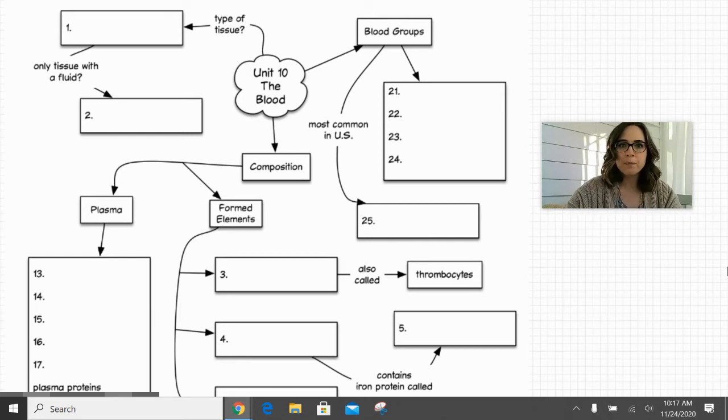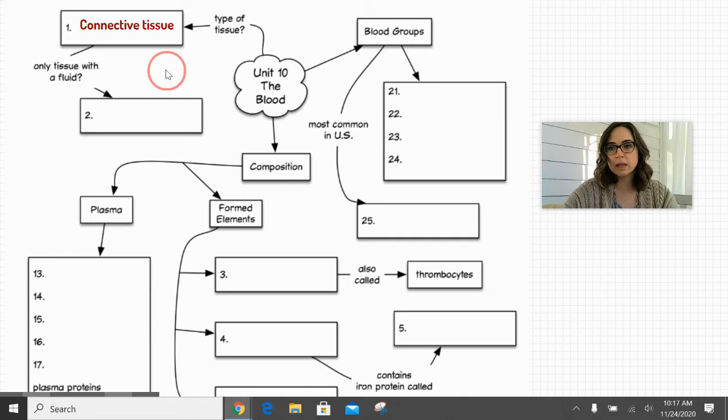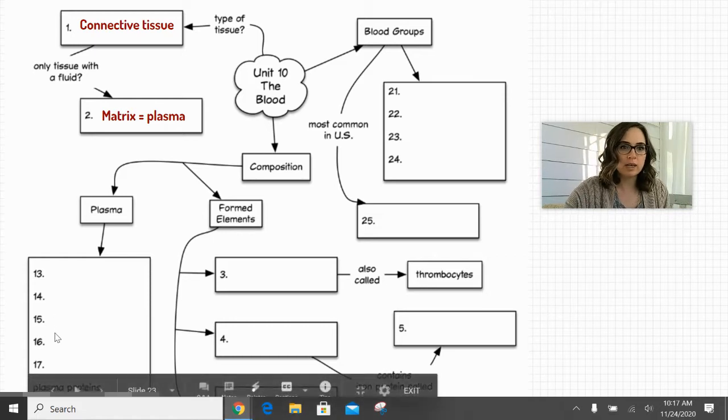So here we go. Hopefully you know this unit has been about blood. That's what your test is about to be over. And the tissue type that blood is, is connective tissue. Should be a review for you. This is the only tissue that's a fluid, and that is because the matrix of our blood is actually plasma, which is the liquid that everything is floating in, which we'll get into down here.